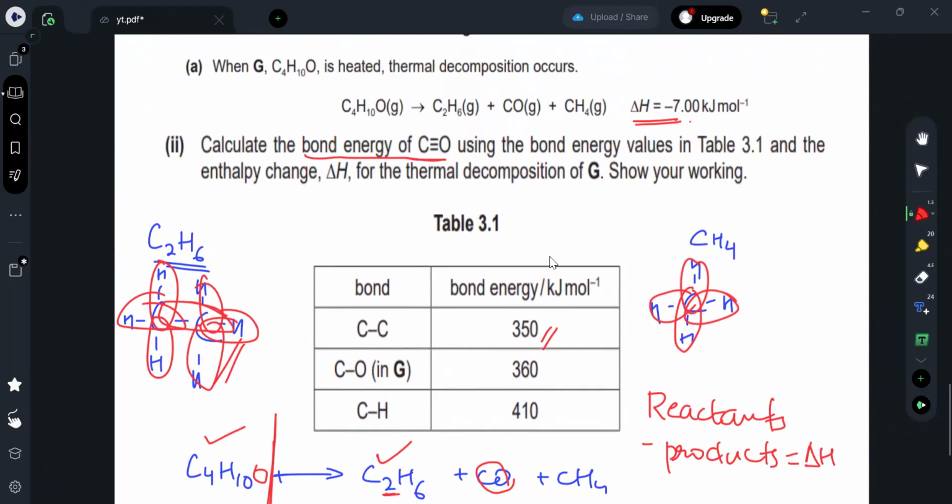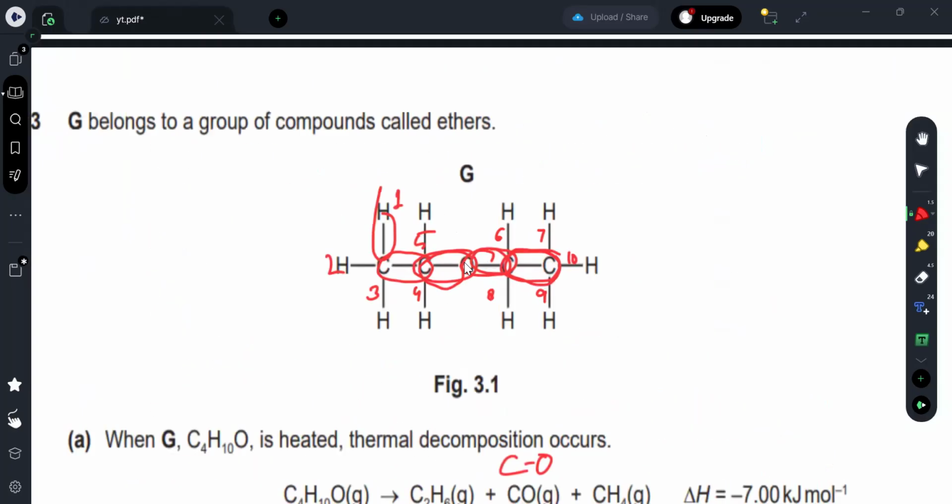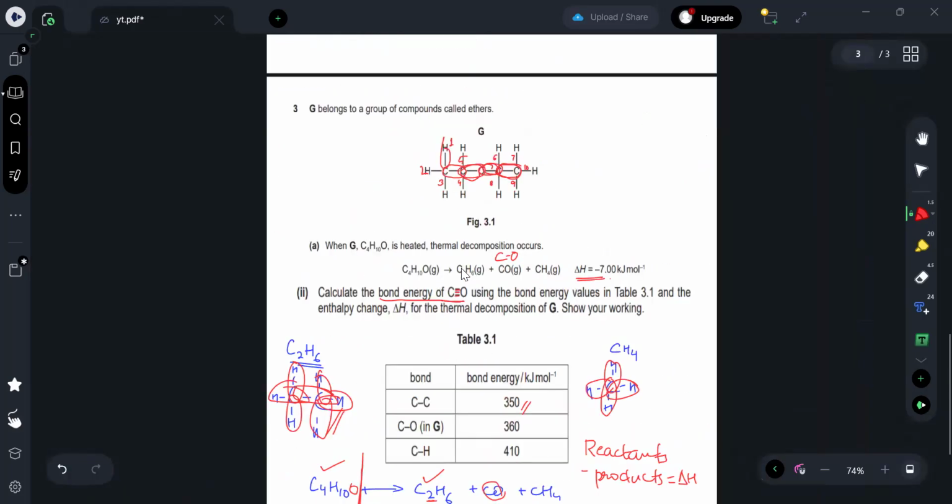If you have a question like this, and you think this is CO and the value is given here, no, this is C triple bond O. Carbon monoxide has triple bonds. The CO value in the table, as they said in part G, is for a single CO bond in this one.